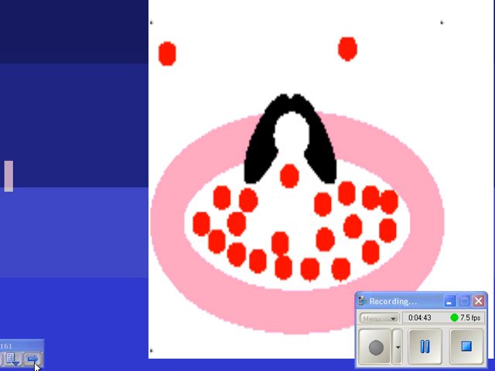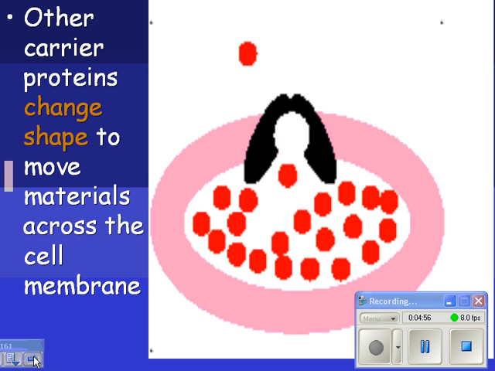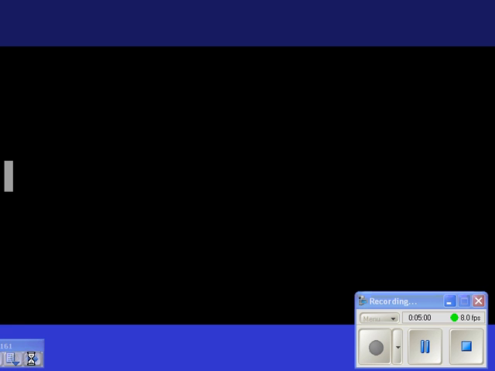And so here's one of the ones that I had drawn earlier. There's lots of stuff in here, and this thing just keeps changing shape, and these molecules kind of randomly bounce in, and when they do, it changes shape and lets them out on the other side. So other carrier proteins change shape to move materials across the cell membrane.